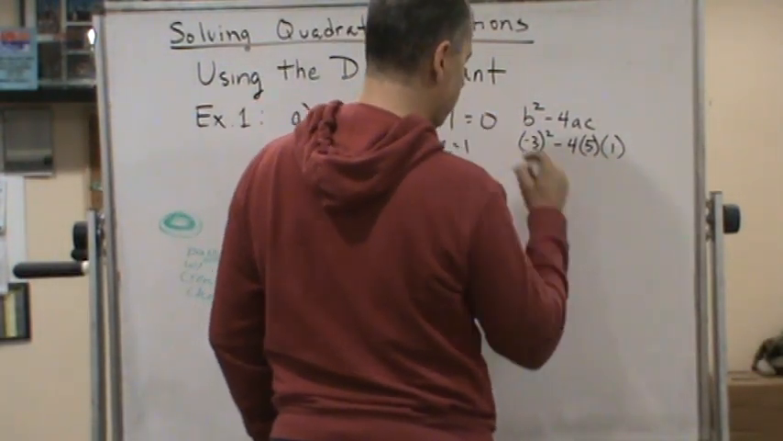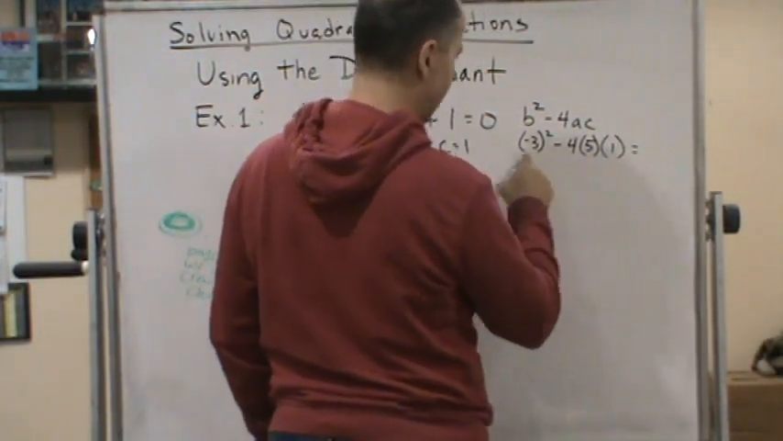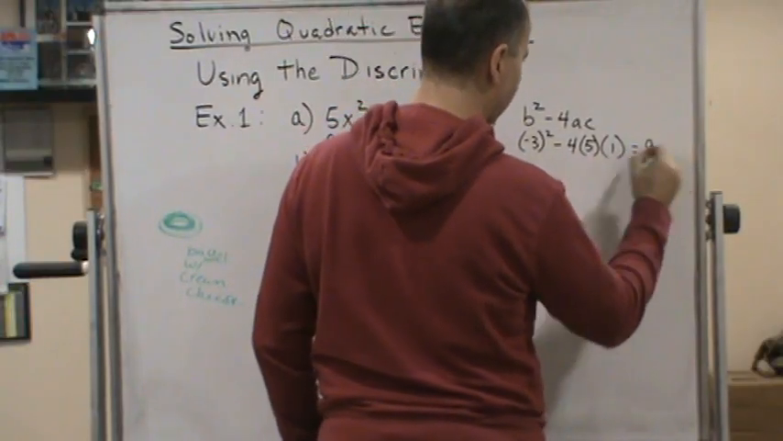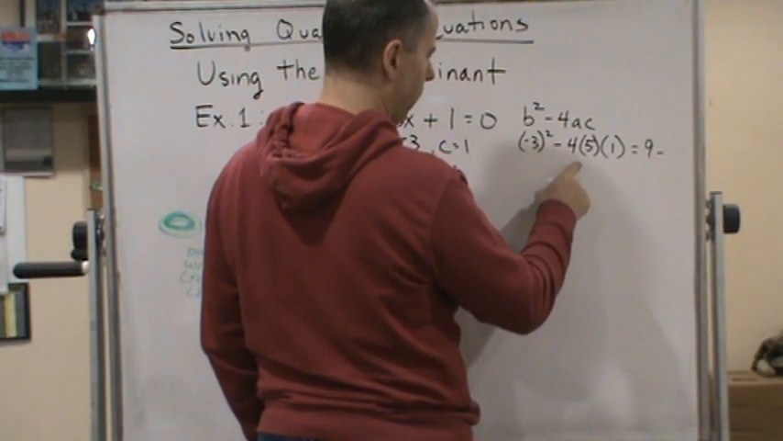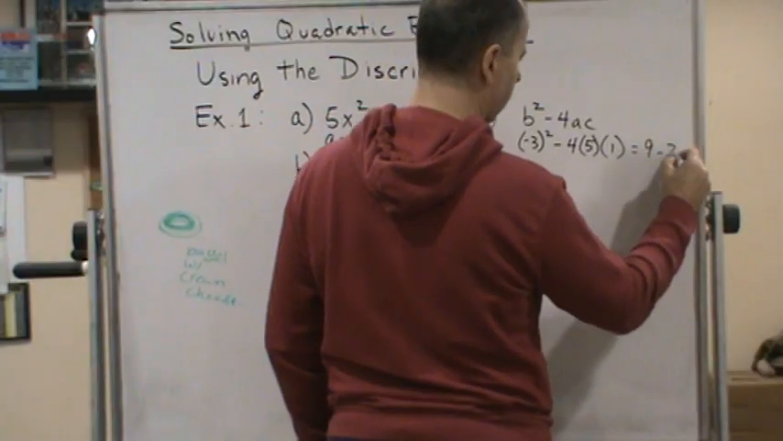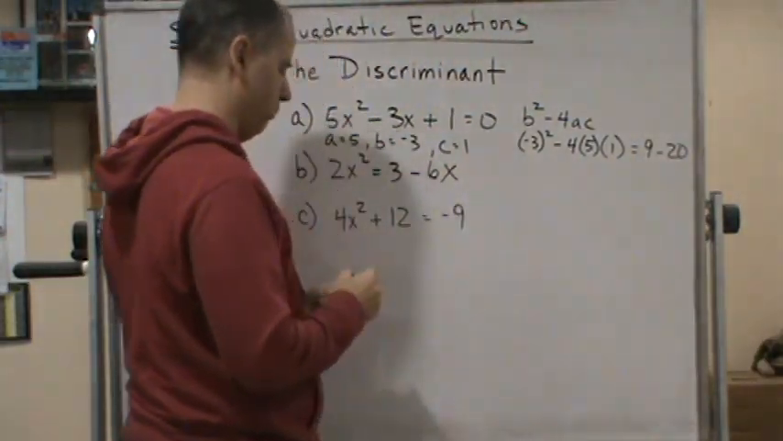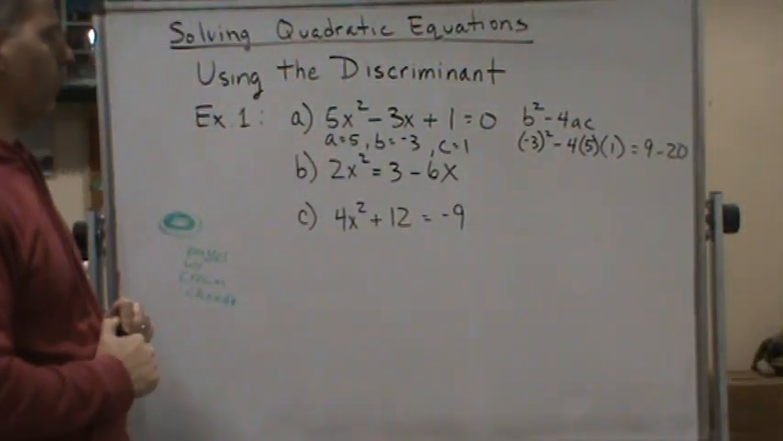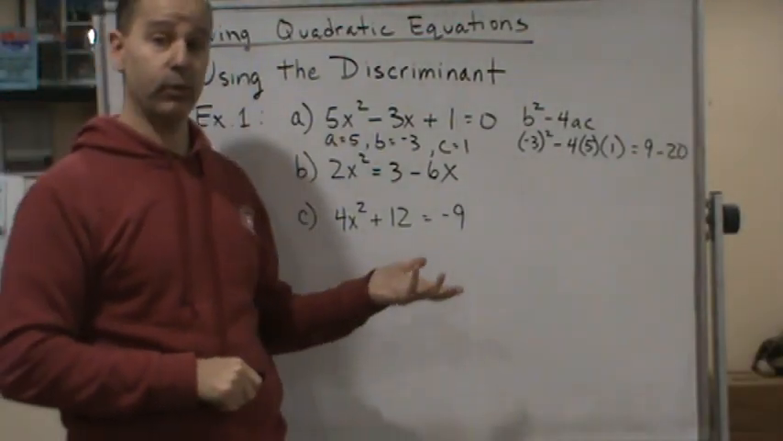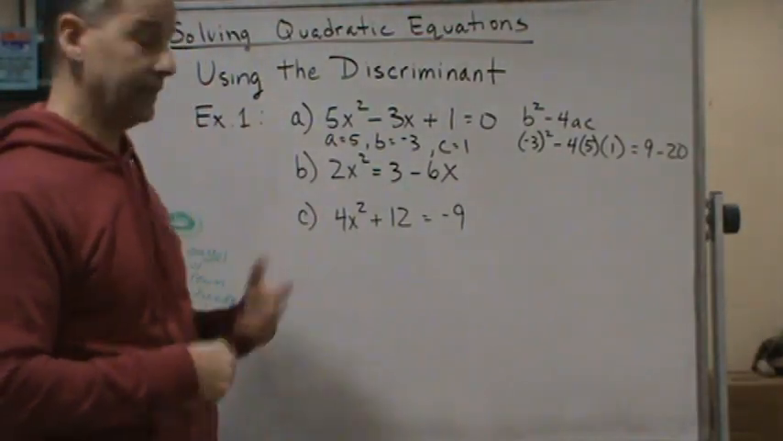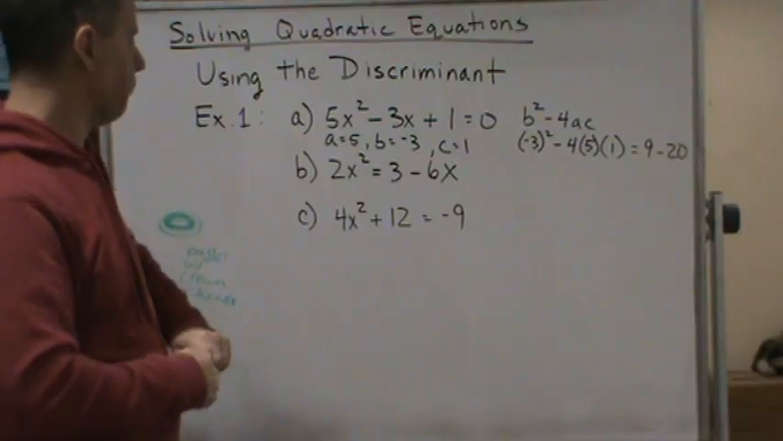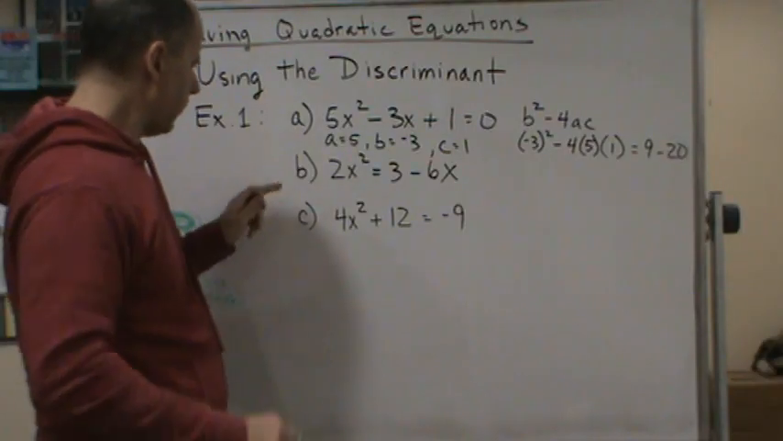And so when we do that, we get what? We get 9 minus 20, which is going to be negative, right? So we're going to get a negative number, which means that we have two non-real solutions to this one. That's it. Okay? Now what about B?